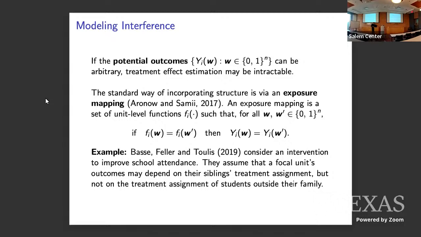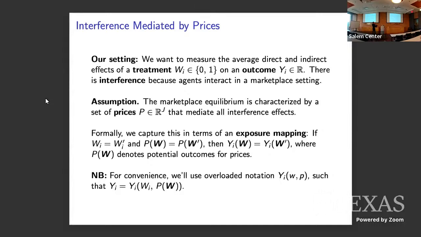Now, of course, in the pricing setting, it looks qualitatively very different from this, right? In a pricing setting, I don't care if one of you produces a good or someone else. All I care about is how many goods are produced in aggregate and how this affects supply and demand. But you can still approach this via the exposure mapping framework.